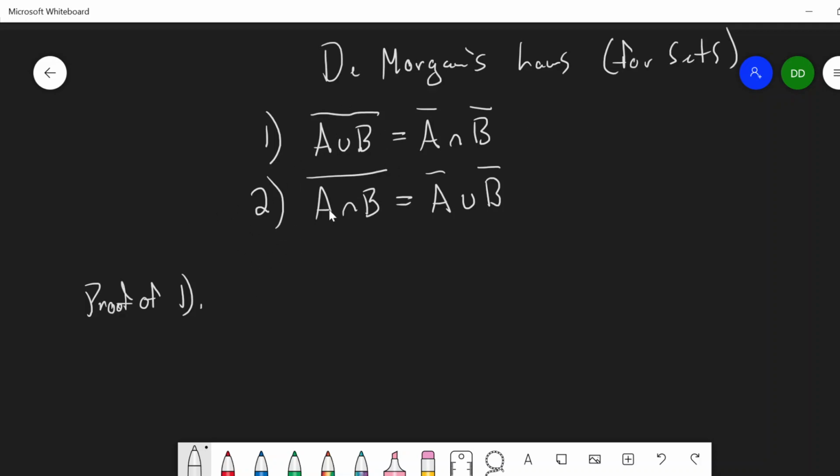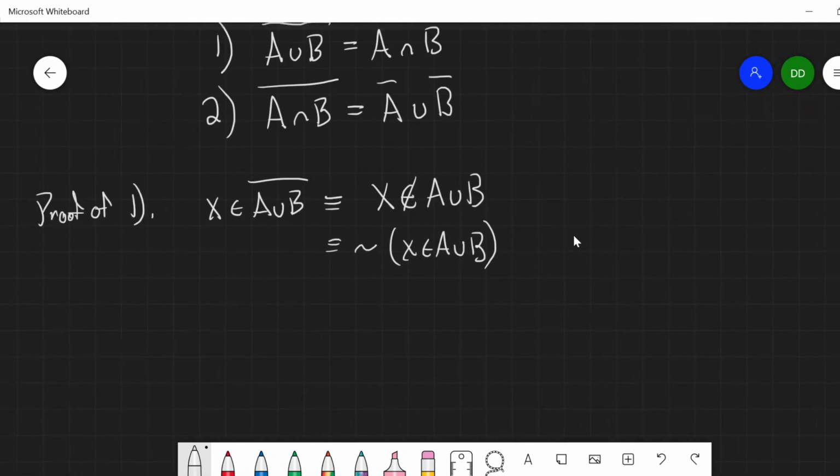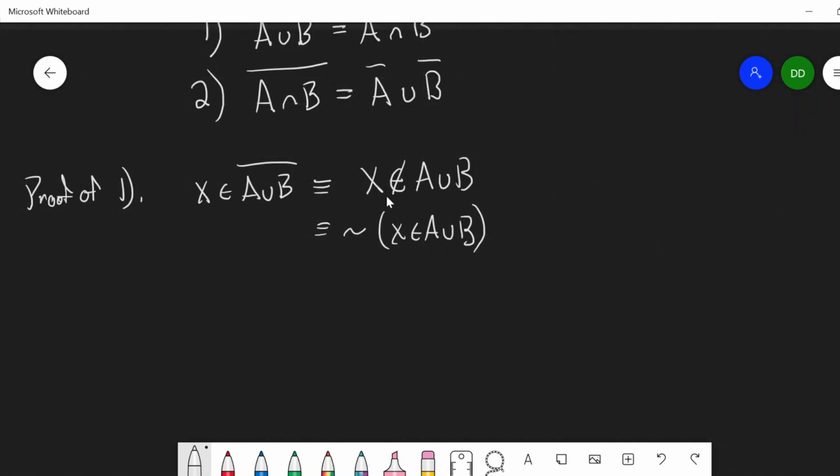So what I'll do is I'll write out what it means to be a member of A union B complement. So x is in A union B complement. This is equivalent to x is not in A union B. That's what complement means, not in A union B. In other words, this is the same thing as saying not, x is in A union B. So that's the definition of complement. I could write it either of these two ways. These are equivalent. Anytime we do a strike through, it's the same as doing this negation of the connective.